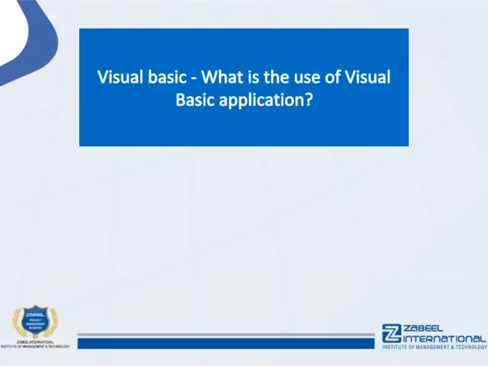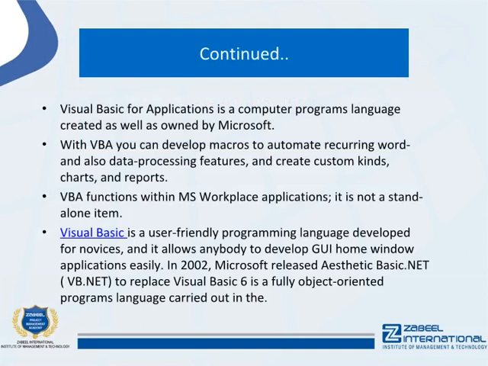Visual Basic. What is the use of Visual Basic for Applications? Visual Basic for Applications is a computer programming language created as well as owned by Microsoft. With VBA you can develop macros to automate recurring word and data processing functions, and create custom forms, charts, and reports. VBA functions within MS Office applications. It is not a standalone product.